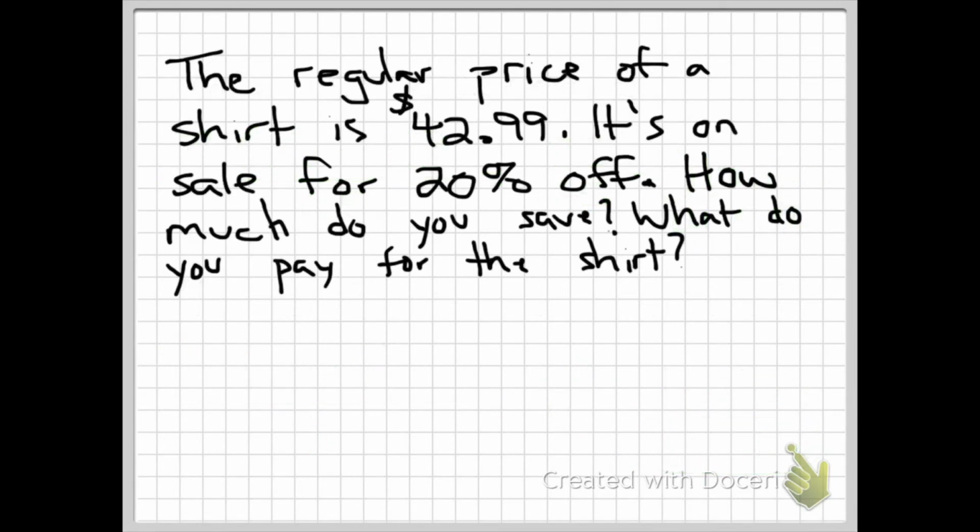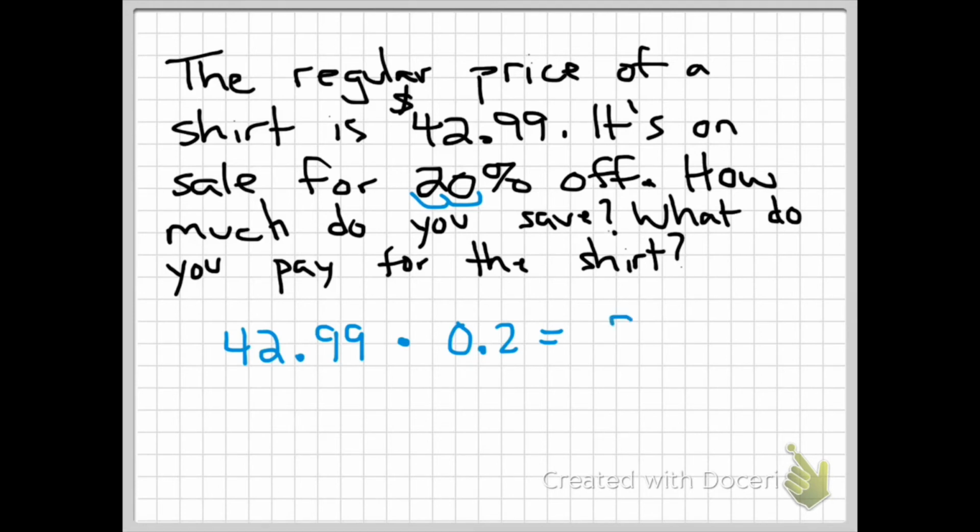All right, here's a problem in which we're looking at a real-world situation. It says the regular price of a shirt is $42.99. So let's write that down. It's on sale for 20% off. How much do you save, and what do you pay for the shirt? So we got to convert this percent to a decimal. So we can go twice to the left. So we end up actually using 0.2. So we're going to do 42.99 times 0.2.